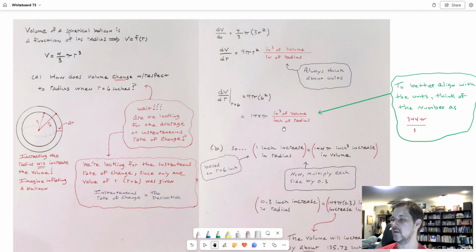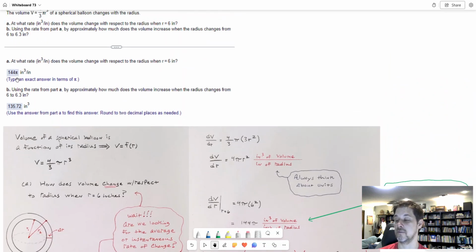And now I get this number, I can match up with units. 1 inch of additional radius gets you about 144 pi cubic inches of volume. That's how it happens, at least when the radius is 6. Now, if the radius was bigger, I think you'd get more volume for every inch of additional radius. In fact, you would. But at least when the radius is 6, here's how they're changing together. 1 inch growth in the radius gives me 144 pi cubic inches of additional volume. All right, now my answer to part A is that number, 144 pi.